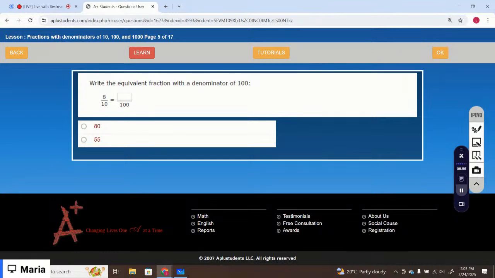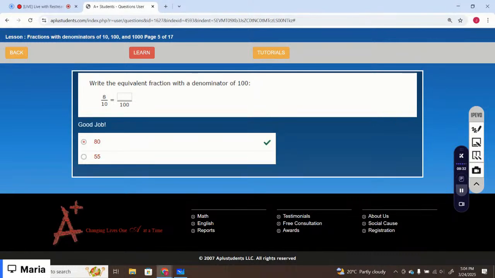Write the equivalent fraction with the denominator of 100. So which is the correct option? Eight over 10 equals, that is 80 over 100. Option number 1 is the correct option.